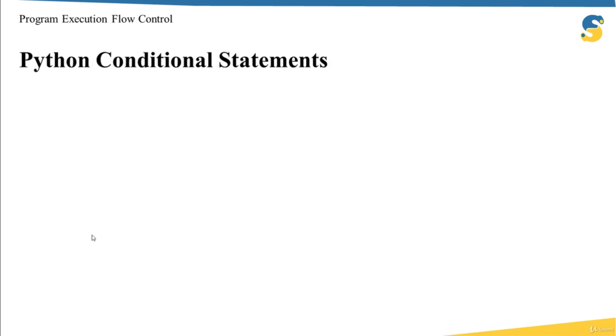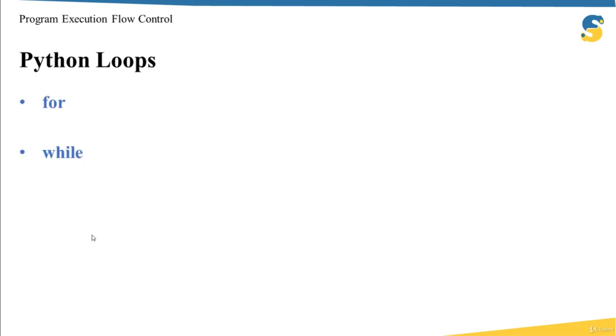In Python, we have multiple conditional statements. We have if else, and we have if, elif, and else. Also, in Python, we have multiple loops like the for and while loops. Python conditional statements and Python loops are going to be explained in detail in the next lectures. But in this lecture, I just want you to understand that these statements are used mainly to adjust the default behavior of program execution flow.